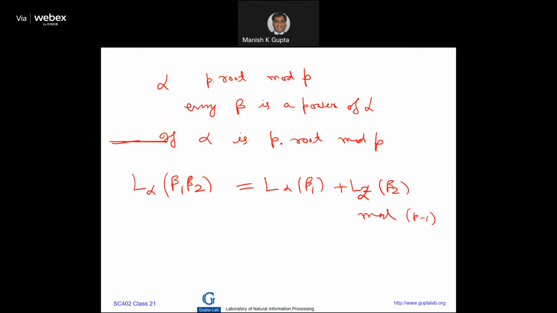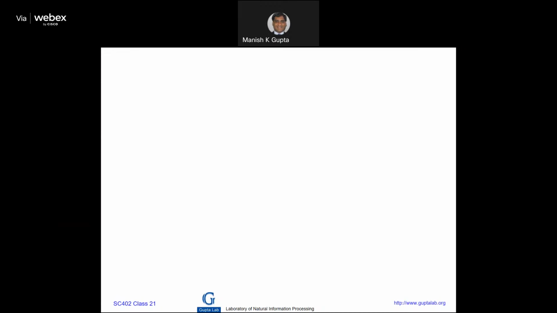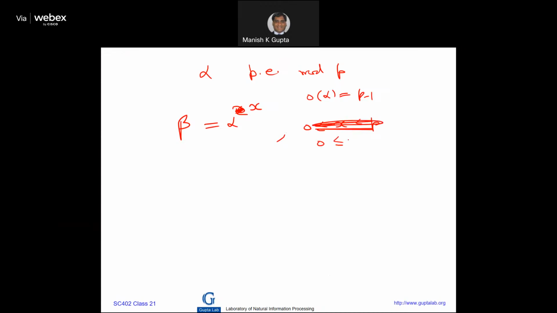So I'm going to explain the idea here, how to compute discrete log. Obviously, alpha is a primitive element mod p, so the order of alpha is equal to p minus 1. This assumption is there. So it is given to us that beta is equal to alpha raised to x, and obviously x lies between 0 and p minus 1. The question is to find x.